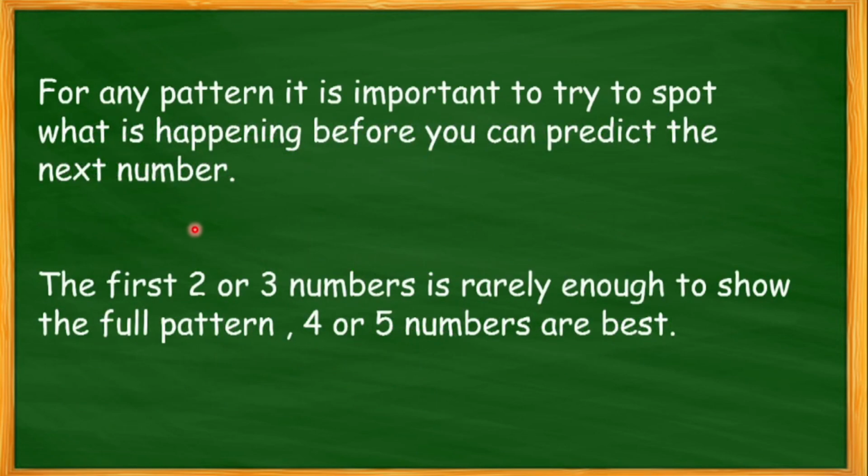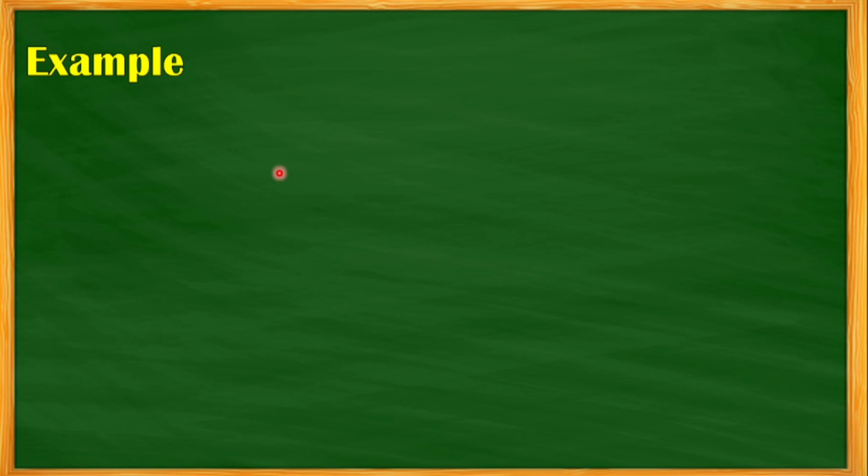For any pattern, it is important to spot what is happening before you can predict the next number. So we're going to observe the sequence of numbers. The first 2 or 3 numbers are rarely enough to show the full pattern. Trying 4 or 5 numbers is best. So let's have some examples to further analyze this topic.